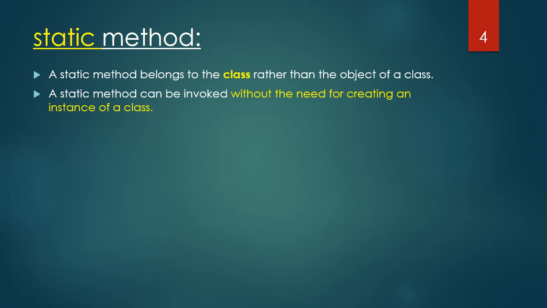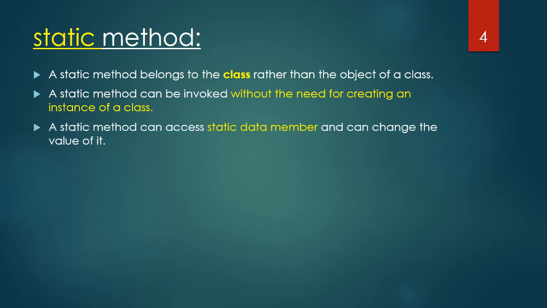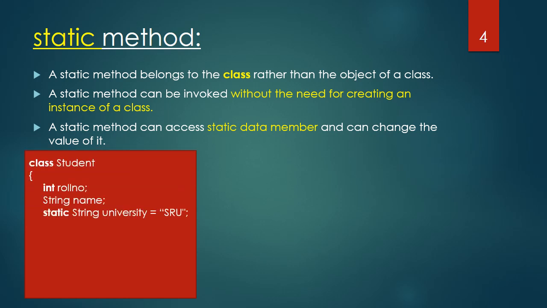So we call these methods class-level methods rather than object-level methods. A static method can access the static members directly, without need of any object name. Let us see this with an example. Here I have taken the Student class. Roll number and name are instance variables, and university is the static variable because the university name is common to all students. So I declare this variable as static.